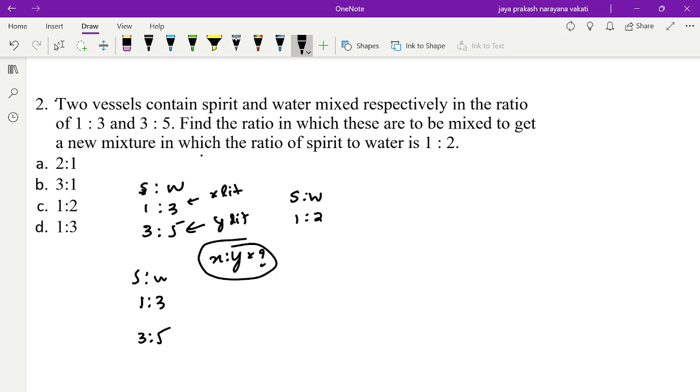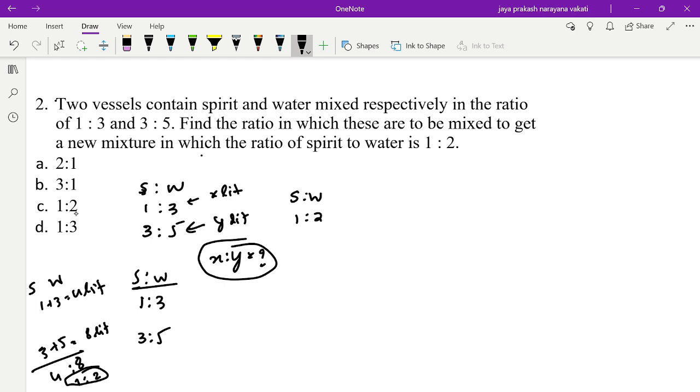If you clearly observe, the first vessel has 1 plus 3, 4 liters, and the second vessel has 3 plus 5, 8 liters. If you mix them straight away, what happens? The spirit is 1 plus 3, 4, and the water is 3 plus 5, 8, which is 1 is to 2. This is what I got. It is given, so the resultant mixture should be 1 is to 2.